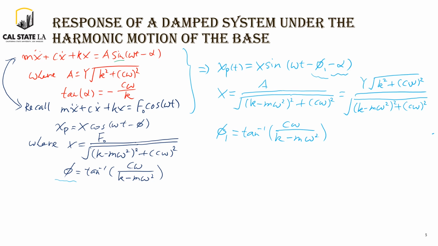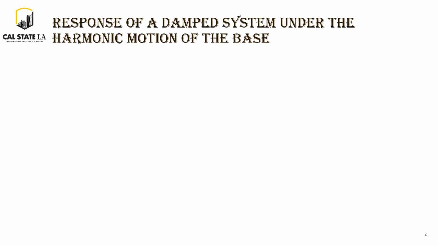Then we want to do a little bit more to know the physical results that we can derive from the solution that we have from here. So let's copy the solution from the last page. We have the equation of motion m x double dot plus c x dot plus k x equal to A times sine omega t minus alpha. A is equal to Y square root of k squared plus c omega squared. Alpha is equal to inverse tangent of negative c omega over k, right?